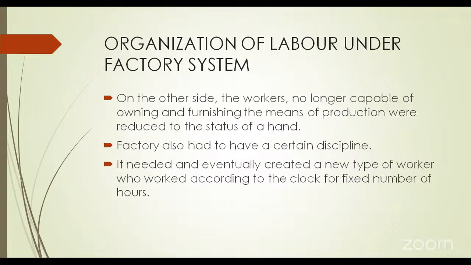The workers, no longer capable of owning and furnishing the means of production, were reduced to the status of a hand. Factory also had a certain discipline, eventually creating a new type of worker who would work according to the clock for a fixed number of hours. That also happened later. Earlier, it was a free for all. In fact, Britain passed certain rules so that the people could not organize.